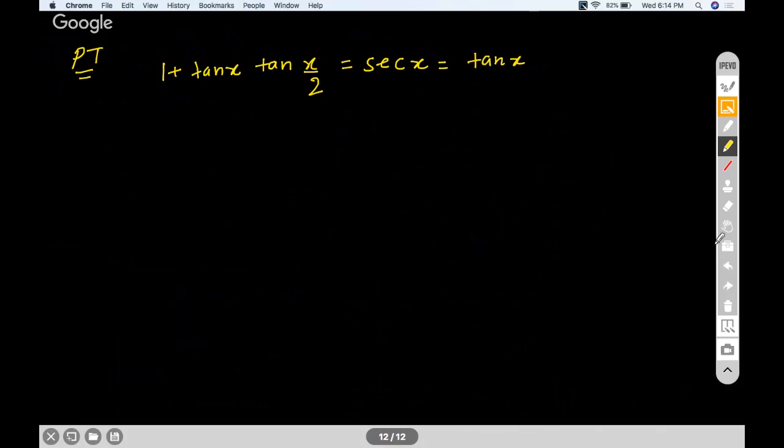Prove that 1 plus tan x by 2 is sec x, and this in turn is tan x cot x by 2 minus 1. Prove that tan x 1 plus tan x by 2 is sec x, and that in turn is also equal to tan x cot x by 2 minus 1.